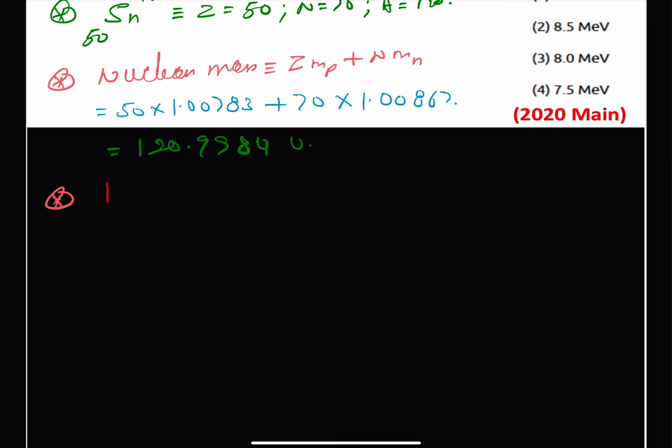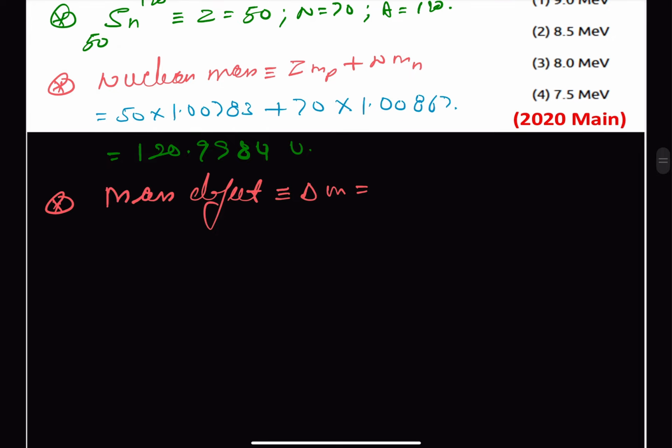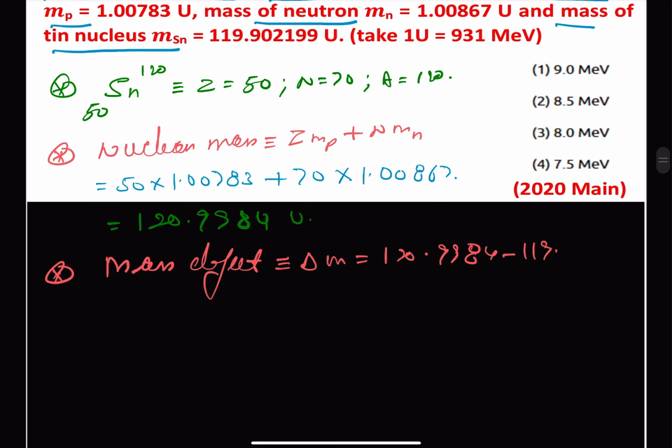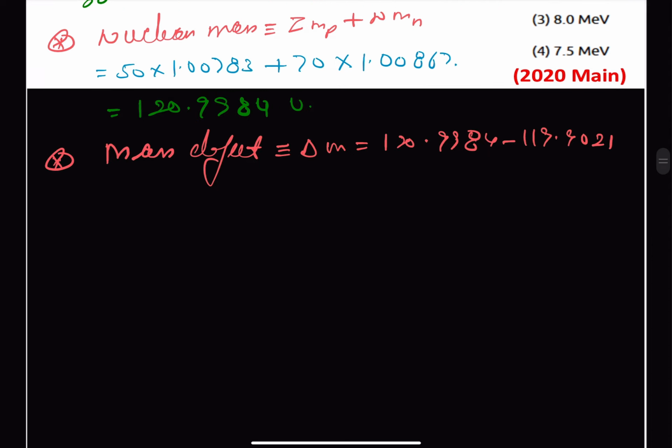So we can say mass defect, that is our delta M, is 120.9984 minus 119.9021. And this delta M will be equal to 1.096201.